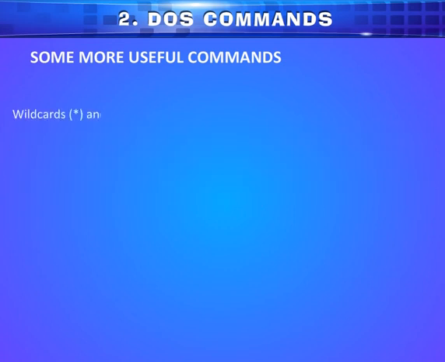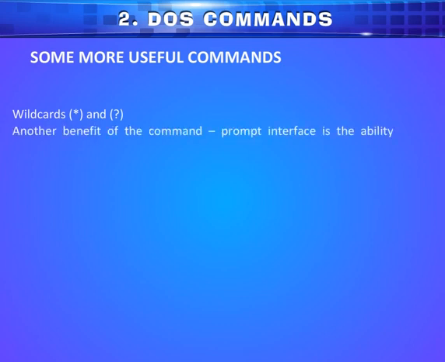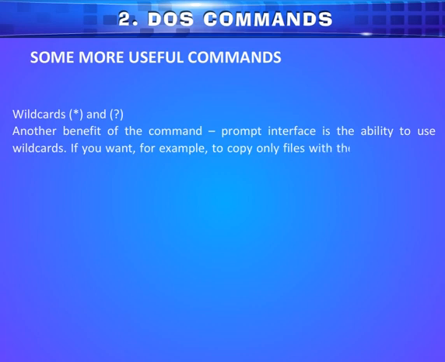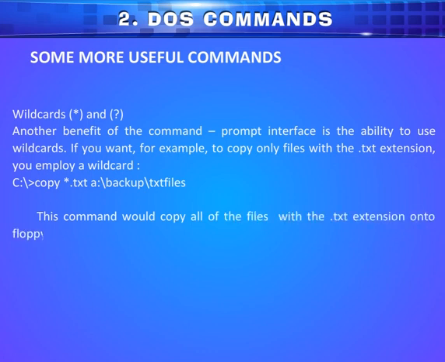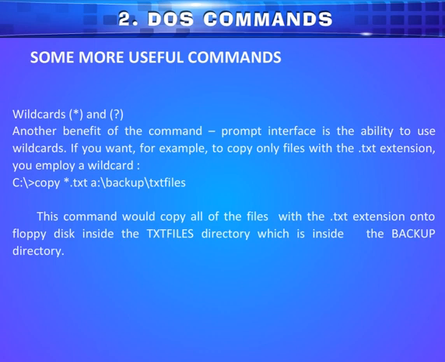Wildcards, asterisk and question mark. Another benefit of the command prompt interface is the ability to use wildcards. If you want, for example, to copy only files with the .txt extension, you employ a wildcard. C:\> copy *.txt a:\backup\txt files. This command would copy all of the files with the .txt extension onto the floppy disk inside the txt files directory, which is inside the backup directory.